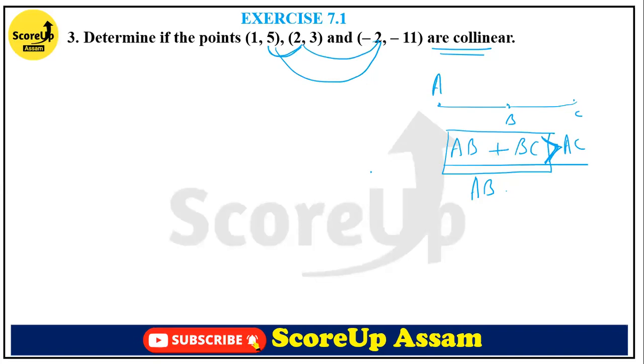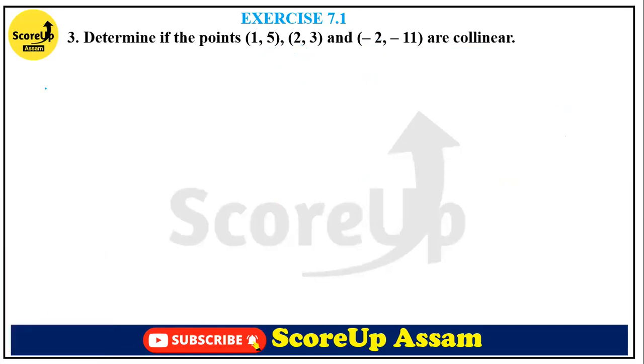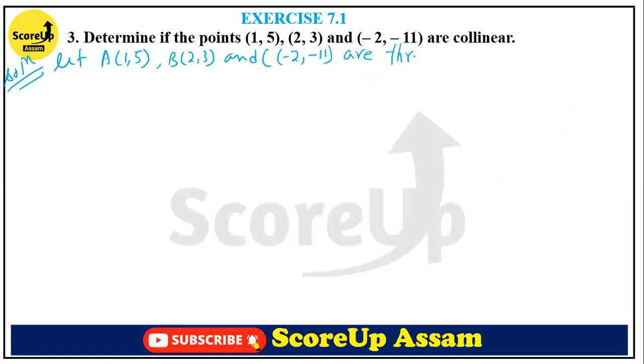So let's check it. How shall we check? Let me erase all this. So, solution of this problem: let A (1, 5), B (2, 3) and C (-2, -11) be the points.